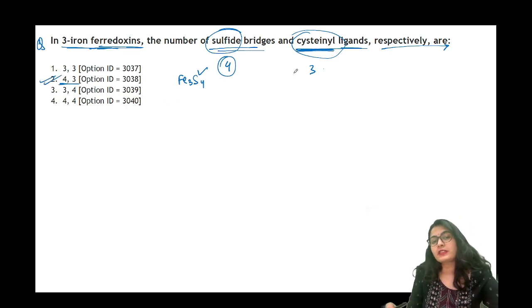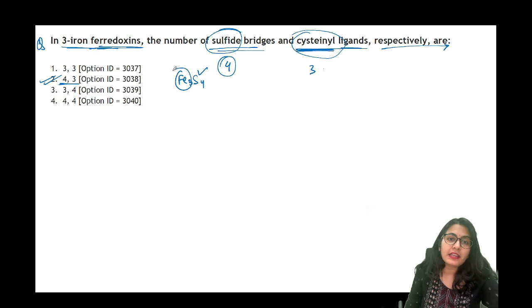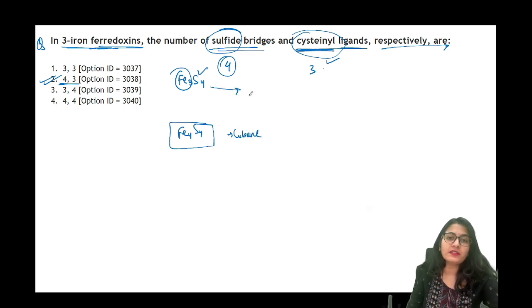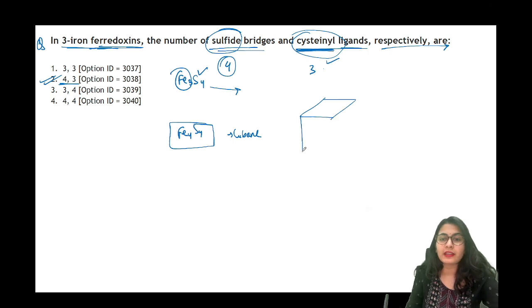Alright, this is just a shortcut. You don't have to draw the structure, but just remember there are as many cysteine sulfurs as there are irons, and 3 iron ferredoxin is Fe3S4. Which one comes after this? Fe4S4, which is a proper cubane-like structure. And what is this? It is actually like a cube only, but one vertex is missing. Isn't it? You have seen this before. One vertex is missing.